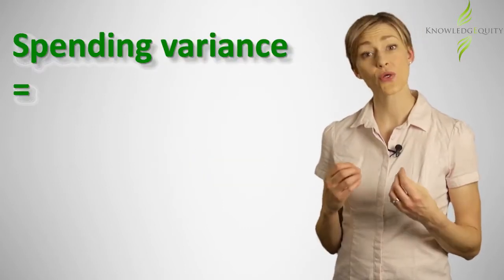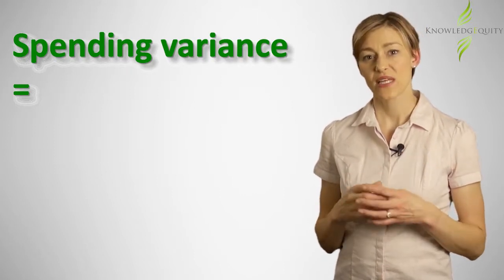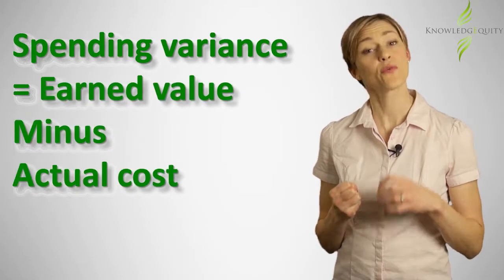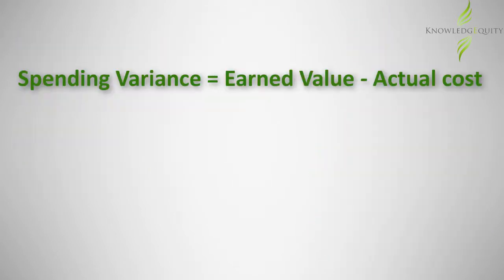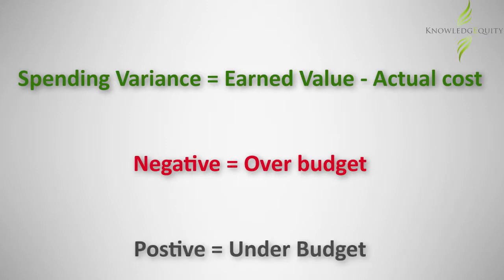Spending variance is focused on how far off the budget we are. It is determined by subtracting the actual spend to date from the earned value amount. If the result is negative, we have overspent on the project. That is, we are over budget. And if it is positive, then we are under budget.